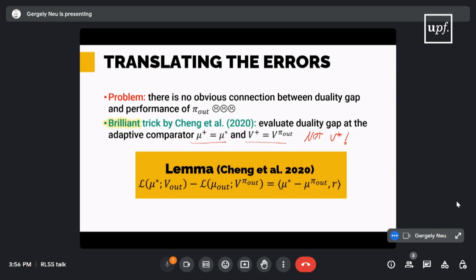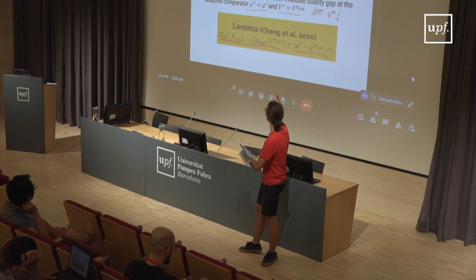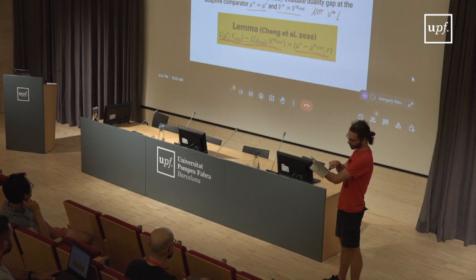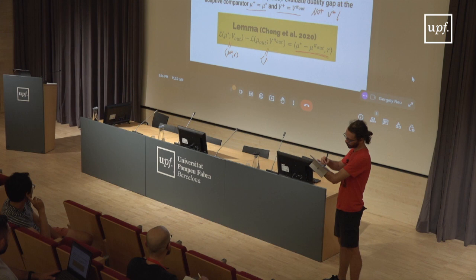So I pick, as the comparator for the v player, v pi out. Then I can show an exact relationship with the duality gap. So this is the duality gap. I can show that this is exactly the gap between the expected reward of my policy and the expected reward of the optimal policy. So this is the quantity that I'm interested in. So what they show is that there is a direct relationship between these objects. And in particular, this first term is exactly equal to mu star times r, and this second term is equal to mu pi out times r.